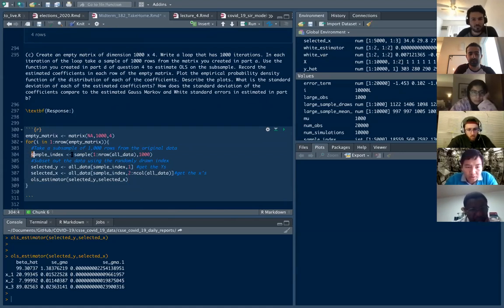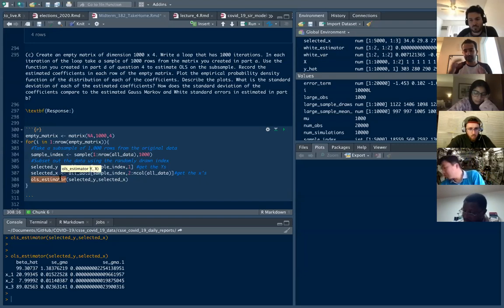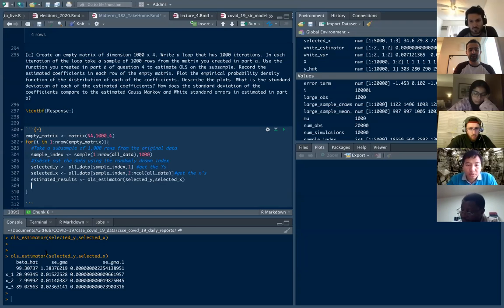So again, here we're going to create sample index from the vector 1, 2, 3, 4, 5, 6, all the way up to 20,000. It's going to randomly select 1,000 elements out of that vector. It uses those randomly selected elements to select out the Y variables and also the rows inside of the X matrix. It then feeds the selected Y data and the selected X data into the OLS estimator function. That returns our estimated results, and we want to store the estimated coefficients in the ith row of the empty matrix.